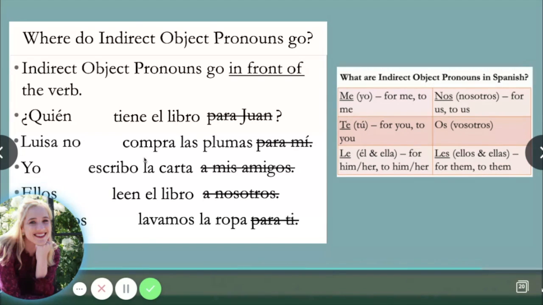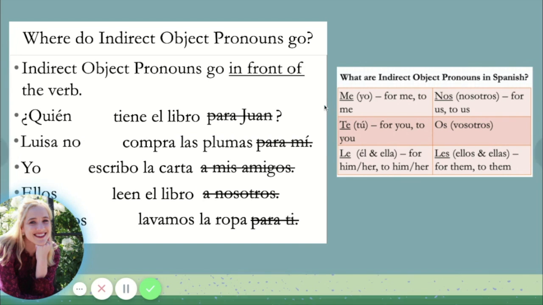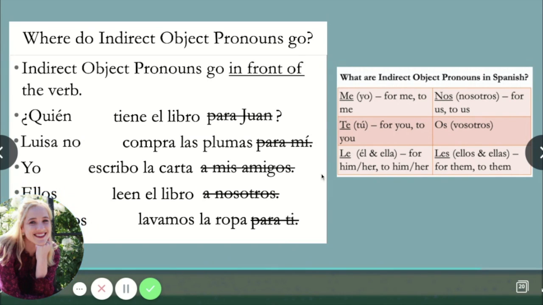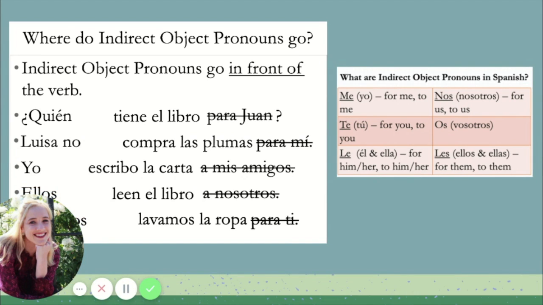What about number 2? Luisa no compra las plumas para mí. So if we want to take out para mí and just put in a pronoun, which one would we use for para mí? Look at that pink chart. Use that to help you. Good, Nico. Alondra.